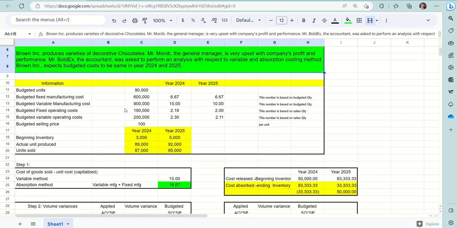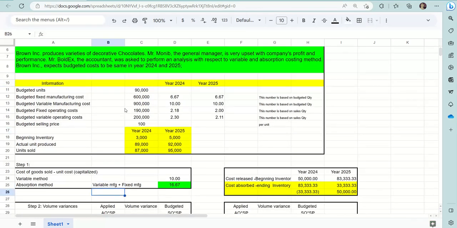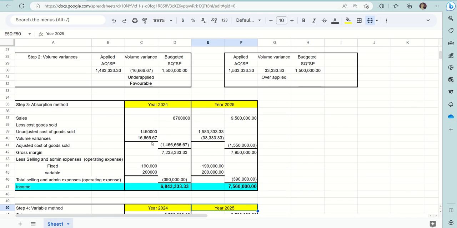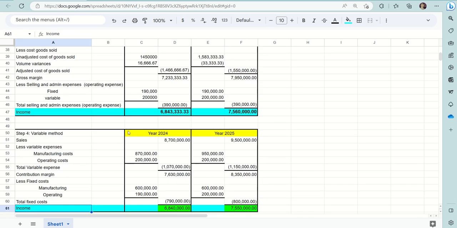So step one, prior to step one, we find out the standard costing. In step one, we capitalize our cost of goods sold with respect to per unit. In step two, we find out the volume variances. In step three, we do an absorption costing. It's easier to do. And then we move to variable method costing in step four.